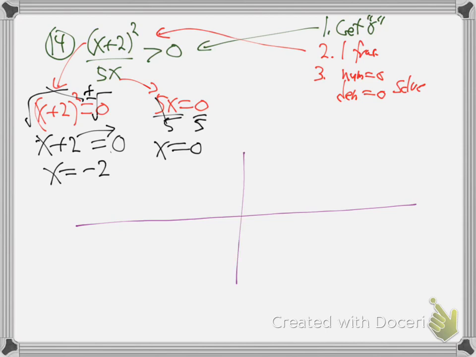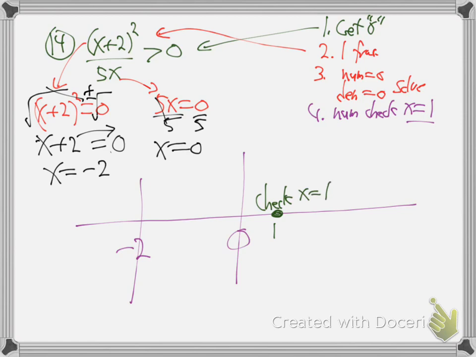So we have 0, and we have -2. Now, normally we check number line. We check x equals 0, but we can't check x equals 0 because that's one of our lines. Now, I want to mention, let's just check x equals 1. So x equals 1 would be a good place to check, right here.